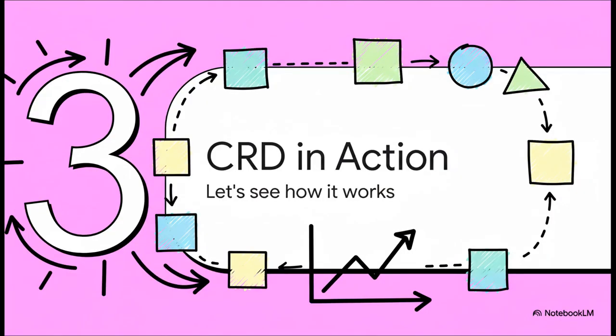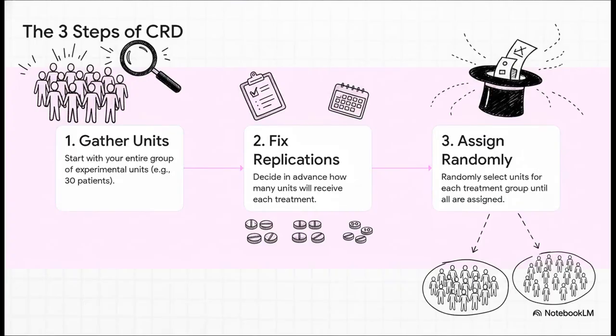So, theory is great, but how do we actually put this into practice? The process is surprisingly simple, and it really just boils down to 3 key steps. Just 3 steps. First, you gather all your experimental units, in our case, all 30 patients. Second, and this is important, you decide before you start how many patients will test each dose. These are your replications. Maybe it's 10 patients for each of the 3 doses. Then, step 3, you assign them randomly. You could literally write their names on slips of paper and pull them out of a hat.